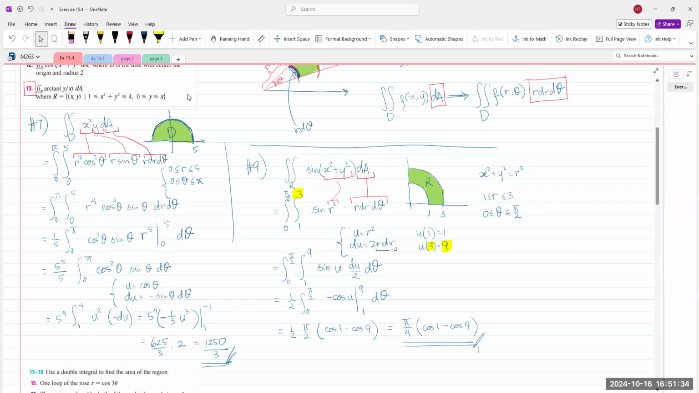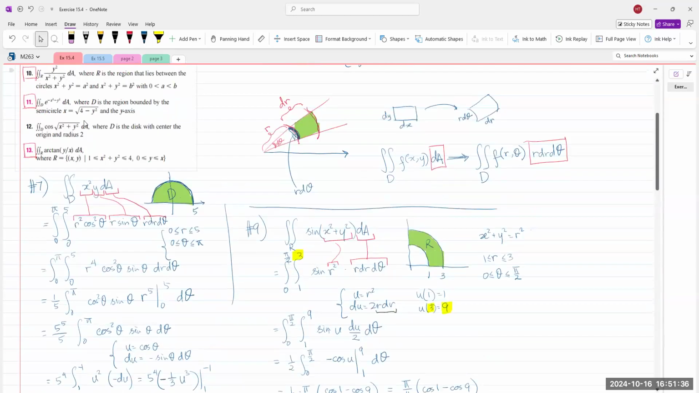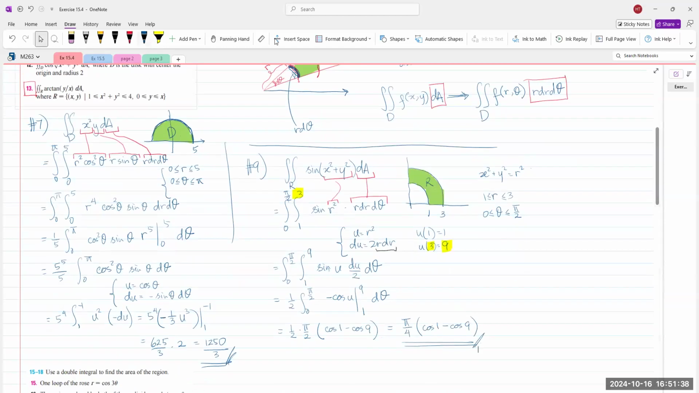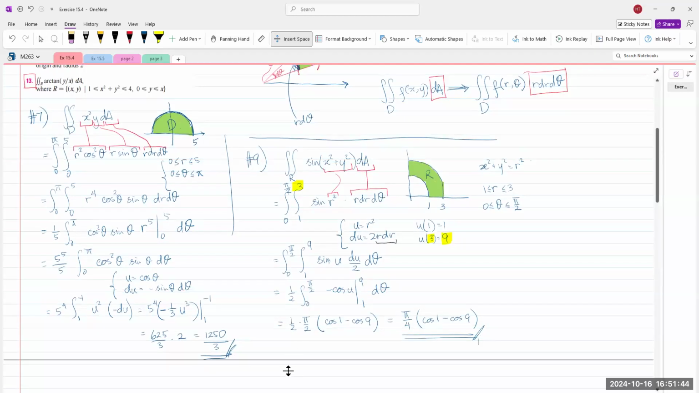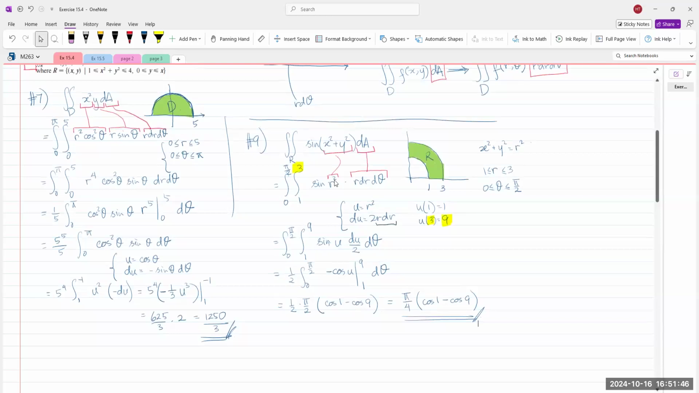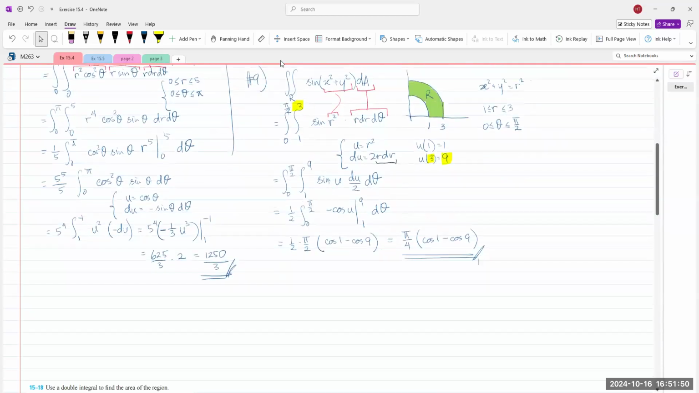That's for number 9. Let's try number 12. And again, you will see how important it is to do the substitution correctly, because otherwise, if in number 9 I didn't have that r, that integration is nearly impossible to do, or maybe even impossible.